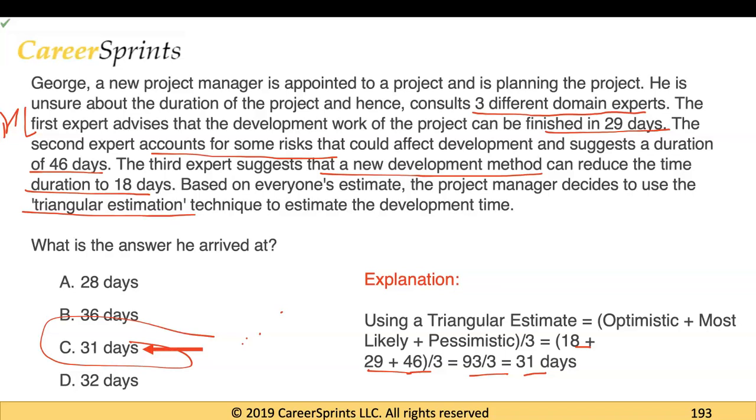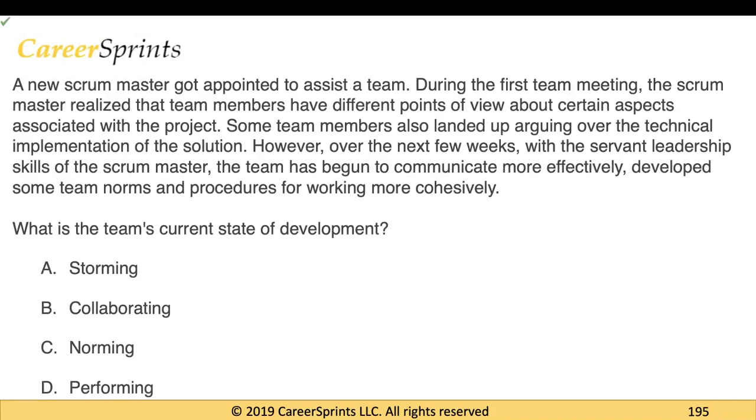Now let's move on to question 2. A new Scrum Master got appointed to assist a team. During the first team meeting, the Scrum Master realized that the team members have different points of view about certain aspects associated with the project. So basically, let's do some highlighting here. It says the team members have different points of view about certain aspects associated with the project. Some team members also landed up arguing over technical implementation of the solution. However, over the next few weeks, with servant leadership skills of the Scrum Master, the team has begun to communicate more effectively, develop some team norms and procedures for working more cohesively. What is the team's current state of development?